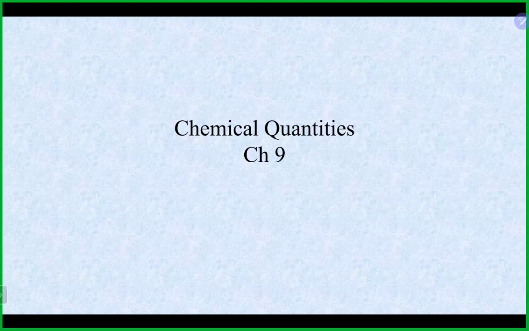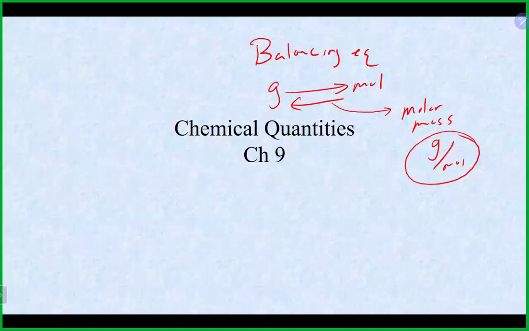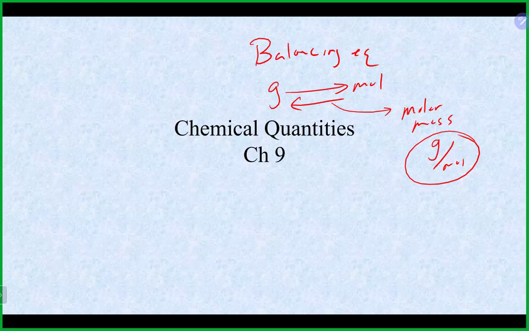So in this chapter, we will definitely be using from chapter 6 our balancing equations, and from chapter 8 our grams to moles, or moles to grams. Remember, that is our molar mass conversion from the periodic table. That's a very common conversion that is used in this chapter. And you should always make sure that your equation is balanced. So make sure you've watched chapter 6 if you haven't, and make sure you understand how to properly balance equations.